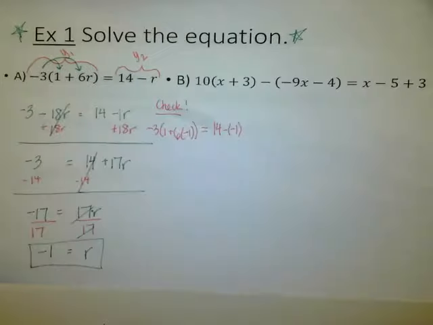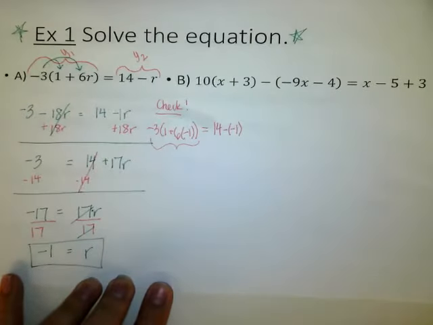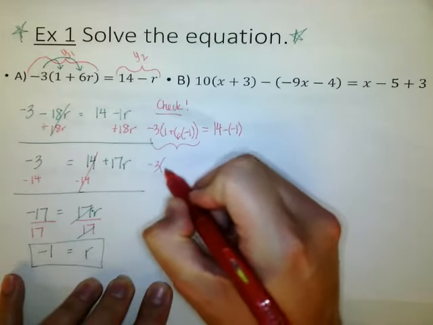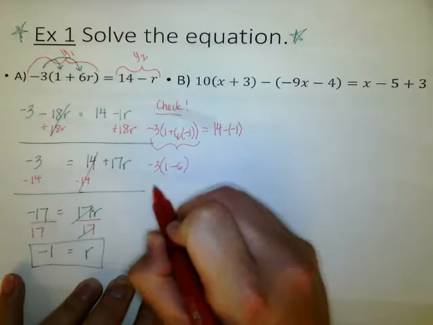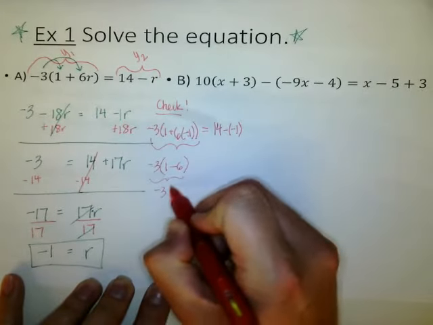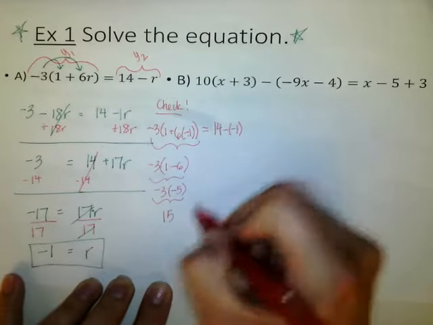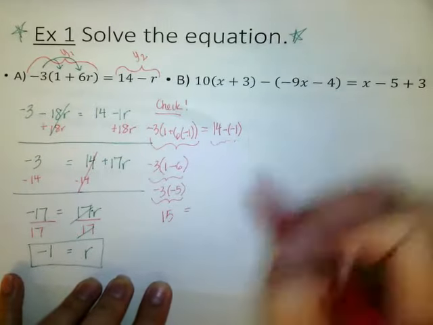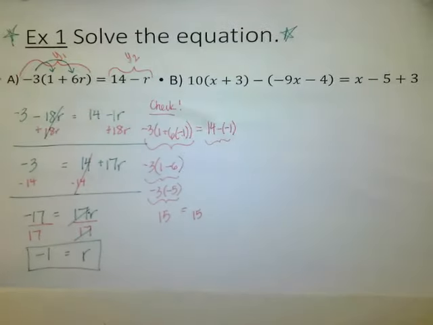When you check, you plug your answer back into the original, and then all you do is simplify the left side and simplify the right side. You evaluate it. So we have -3 quantity 1, 6 times -1 is -6, so 1 minus 6. And this would be -3 times -5. And what is -3 times -5? 15. And over here, what is 14 minus a -1? 15. There's where the 15 comes from.